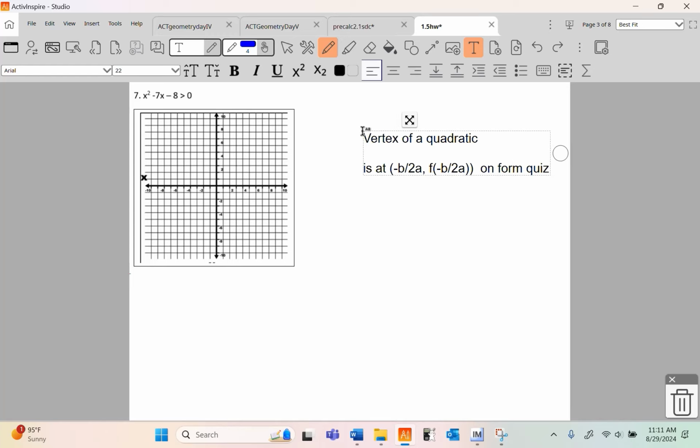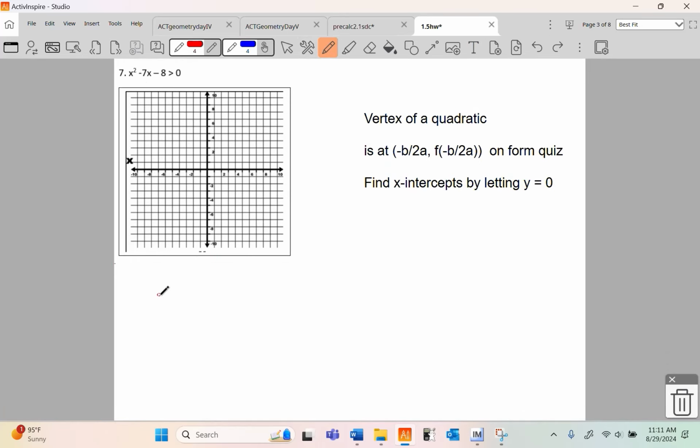You are also expected to know how to factor. Find your x-intercepts by letting y equal 0. So we're going to do some work on these things. The first thing I'm going to do is find opposite b over 2a. This is x squared minus 7x minus 8.